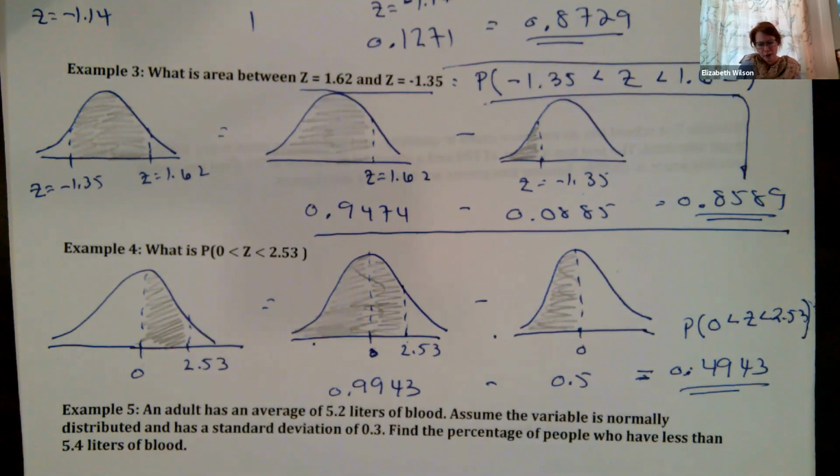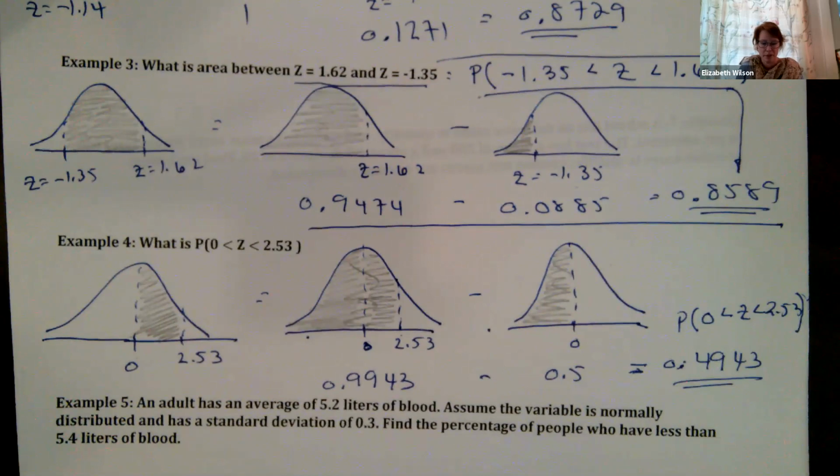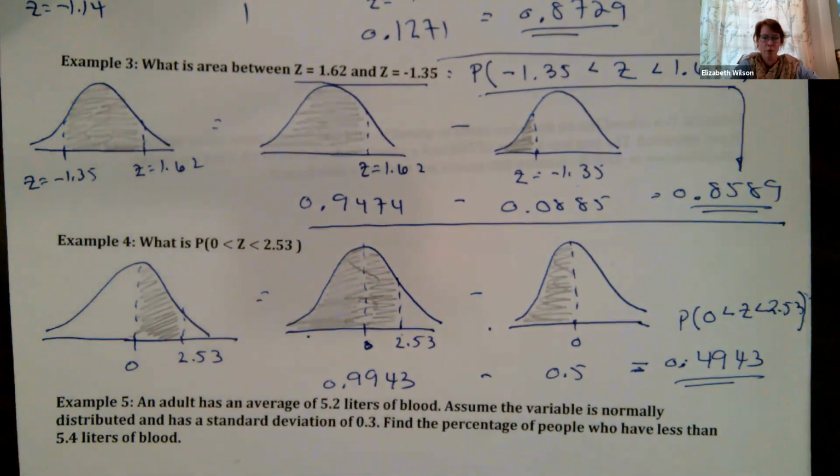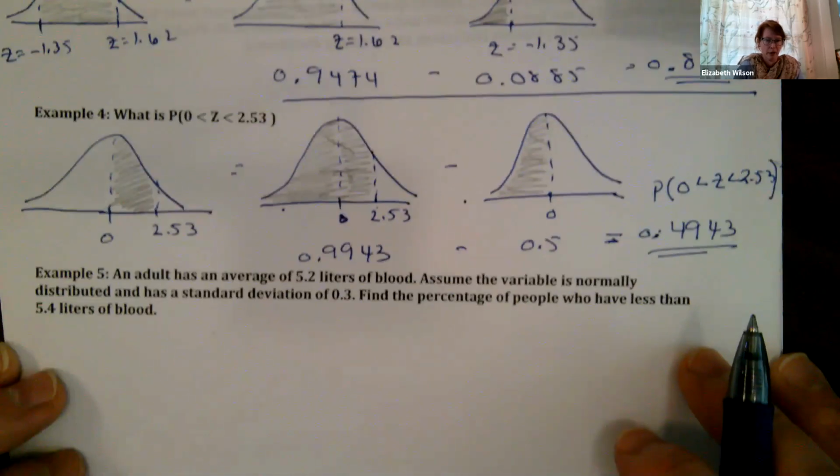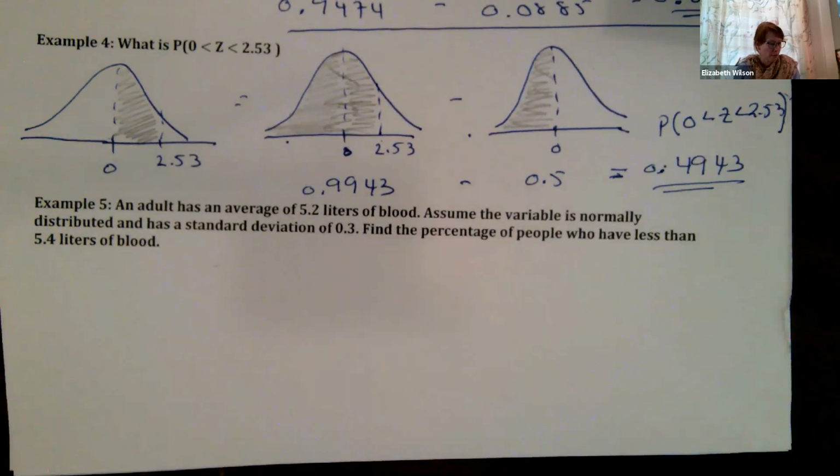All right, so let's start thinking about word problems. These first 4 problems were about how we read our table, what it means visually, where we subtract things out and how we put things together. But let's start thinking about some word problems, and how we translate these values into mean, standard deviation, and z values, and work it through from that. I'm going to scroll up in case you're still writing. Okay, so example 5 says an adult has an average of 5.2 liters of blood.